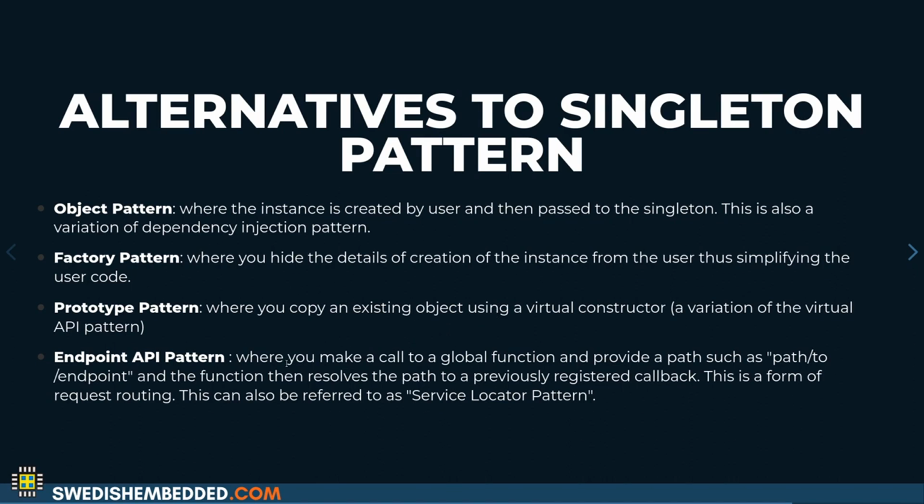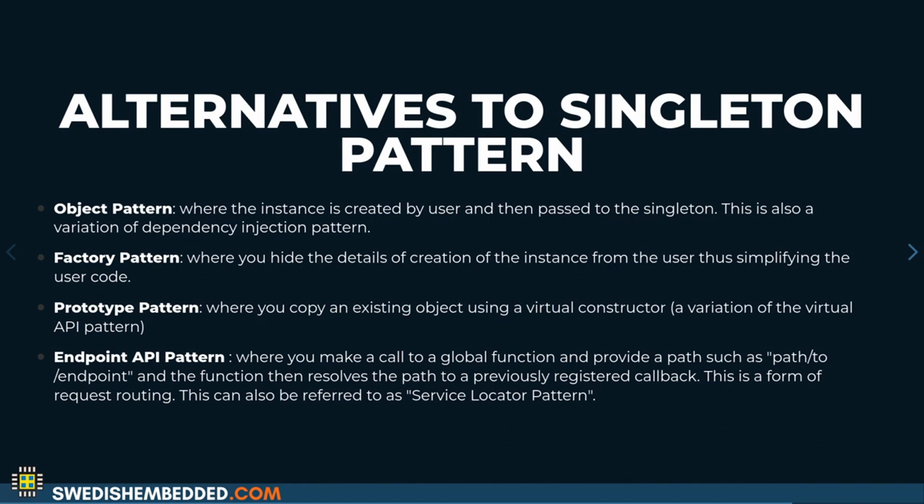And also another alternative is the endpoint API pattern. And this is kind of like a global API to make calls to other subsystems, but the calls themselves are hidden behind things like IDs or paths. So one example is that, let's say you want to write to a file, which would be a path, and you call a function to open that file, and you supply the path, and then you write to that file, and all the details of writing to that file are hidden behind this single interface.